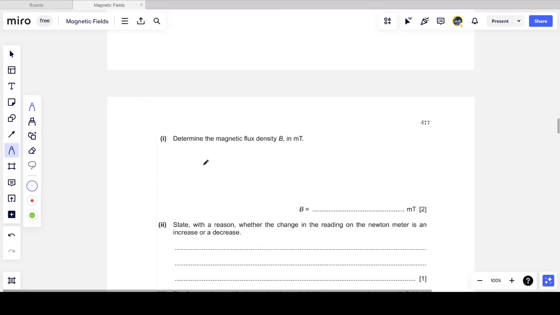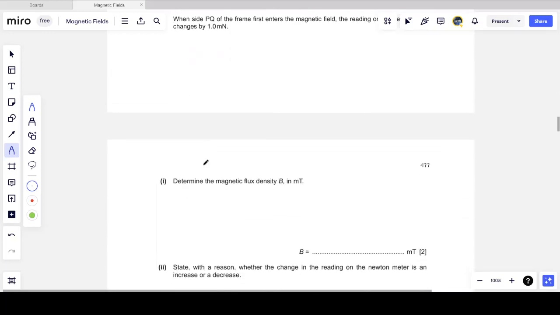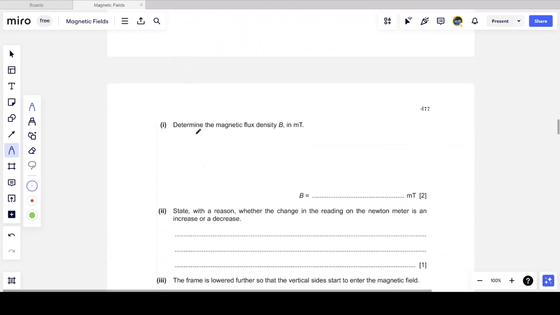So I can consider PQ to be just a wire going into a field. It's just a straight wire. And I have an equation for a straight wire entering a field. F is equal to BIL sine theta, or B is equal to F over IL sine theta. F, the force on the wire, divided by the current multiplied by the length of the wire in the field times the sine of the angle between the current and the field lines. So F over I L sine theta.